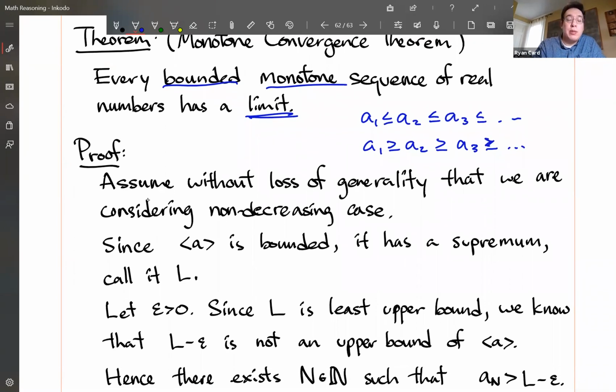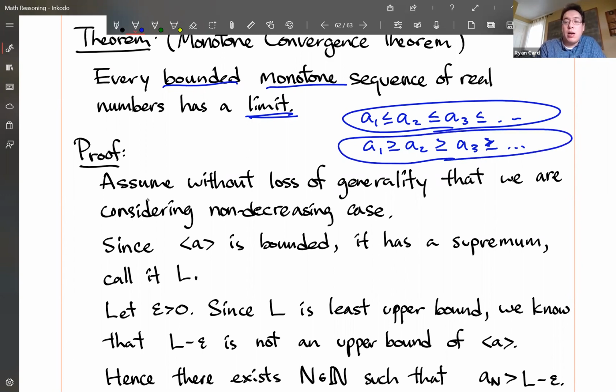Okay, so let's jump to the proof. The argument for the non-decreasing sequence is very similar to the non-increasing sequence. So we're going to use the key phrase, assume without loss of generality, that we're considering the non-decreasing case. We're just going to prove it for this case, but the other case is very similar. You just have to flip inequalities to prove the same thing. Okay, so the sequence A is bounded. That's given to us in the hypothesis.